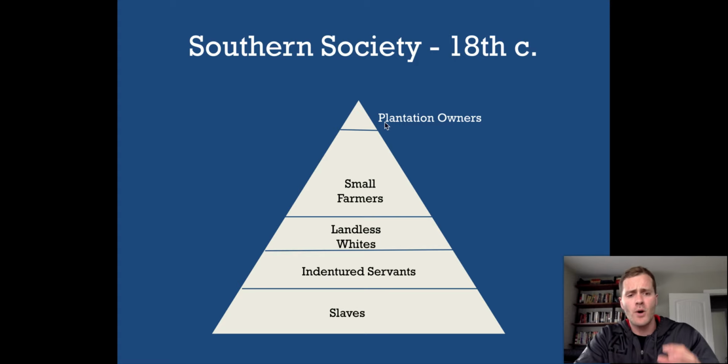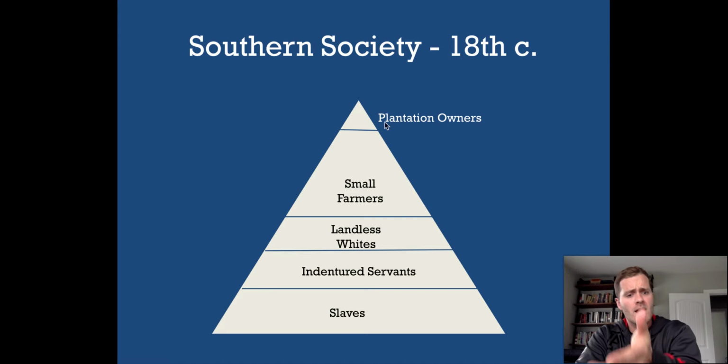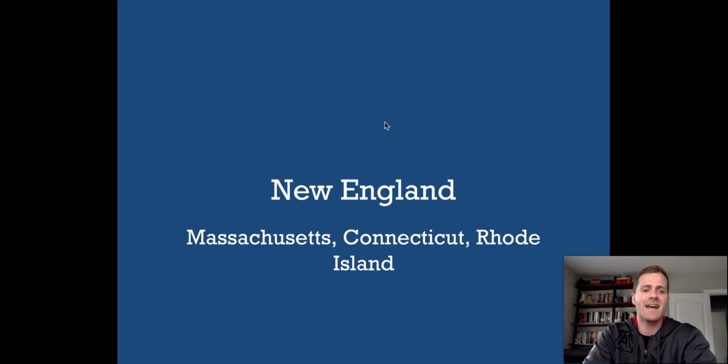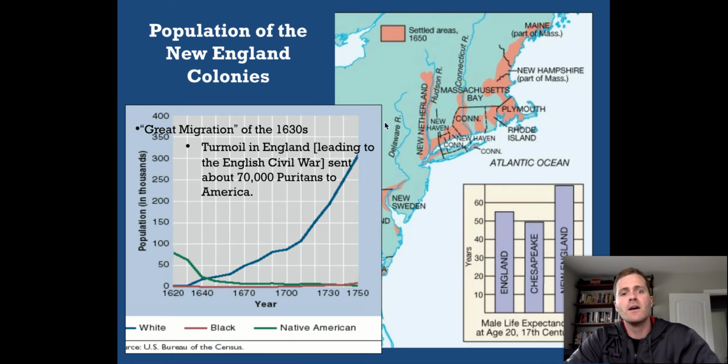College Board asks you to know how these regional differences develop and are influenced. And this social structure is an important thing to have in the back of your head. Now I'm going to jump all the way up to the northernmost colonies in New England, starting with Massachusetts and then Connecticut and Rhode Island.